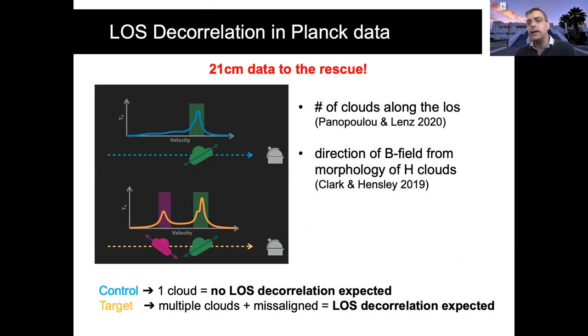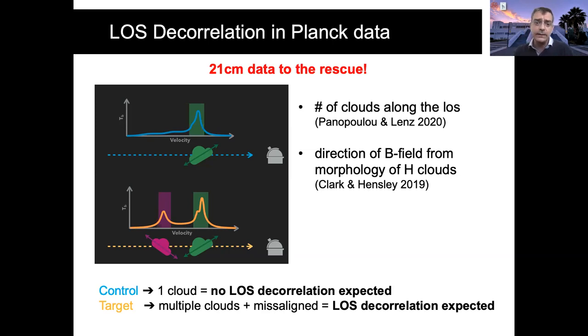The key in the identification of the effect is to know where to look for it, right? And that's where the 21 centimeter data come to the rescue. This is atomic hydrogen emission from neutral gas in our galaxy. Right? And it helps in two different ways. The first one, the atomic hydrogen spectra can be used to identify locations on the sky where the line of sight intersects more than one cloud, multiple clouds.